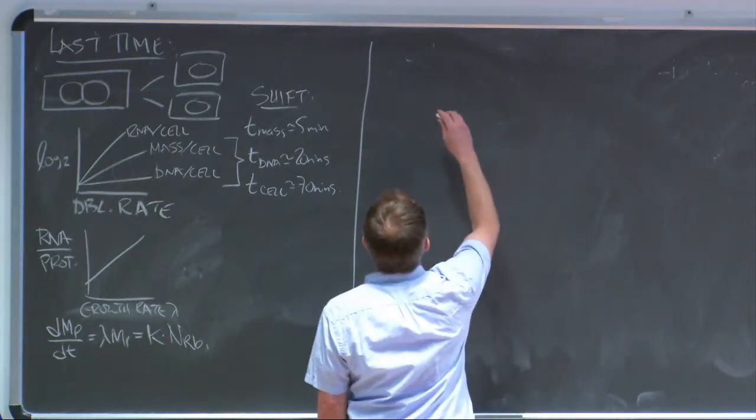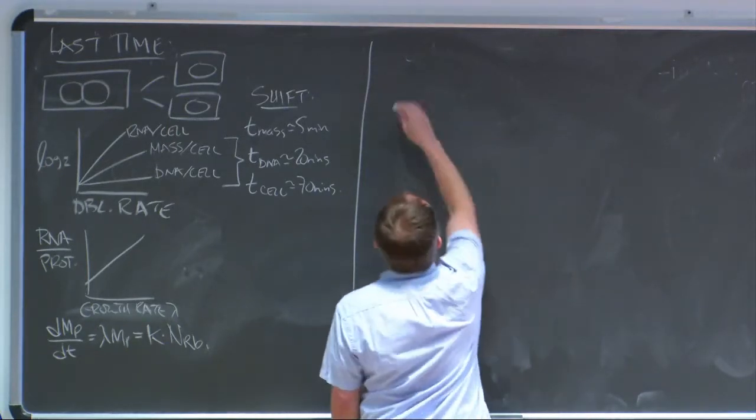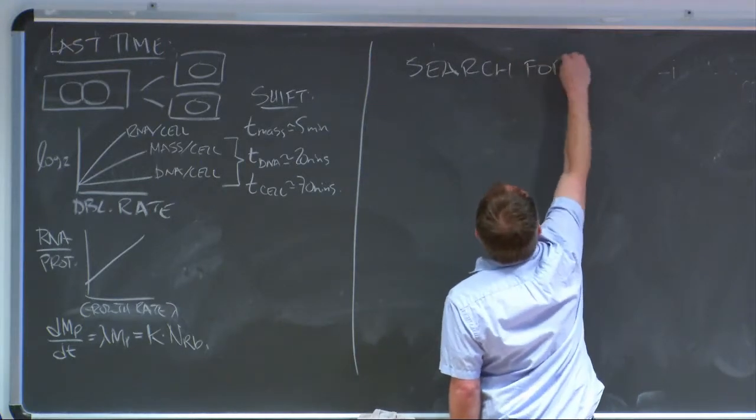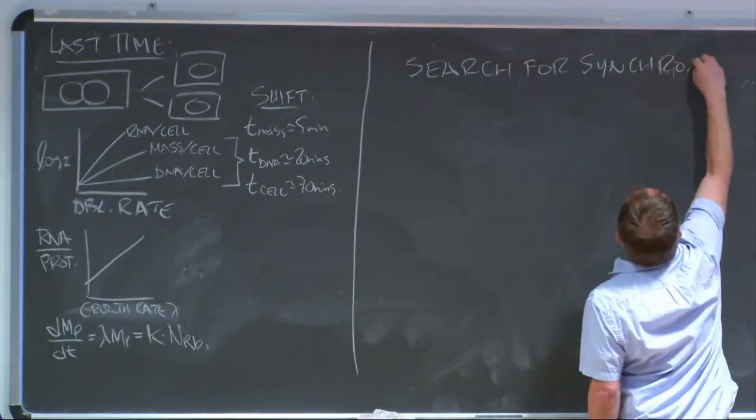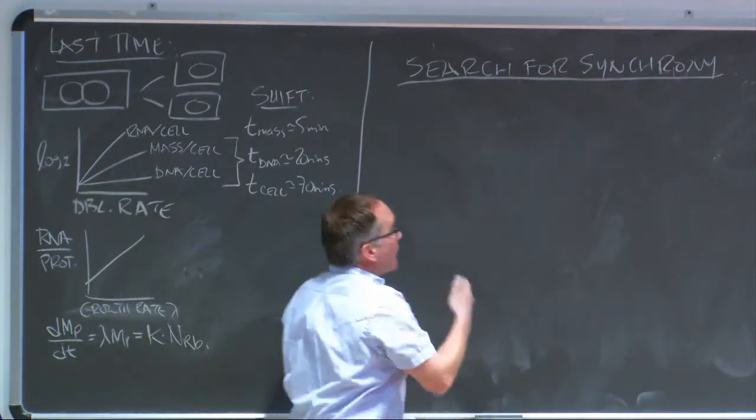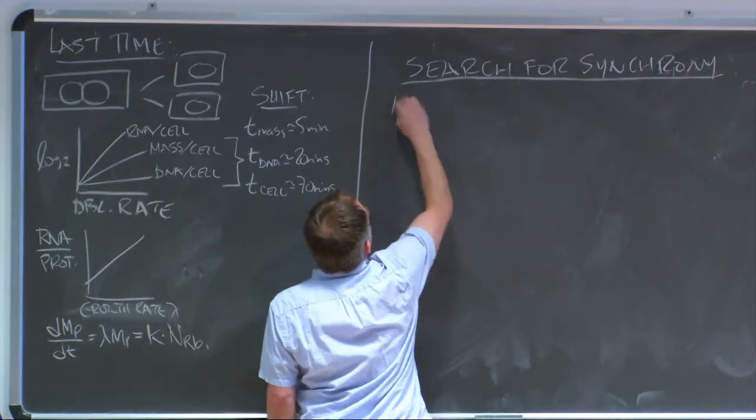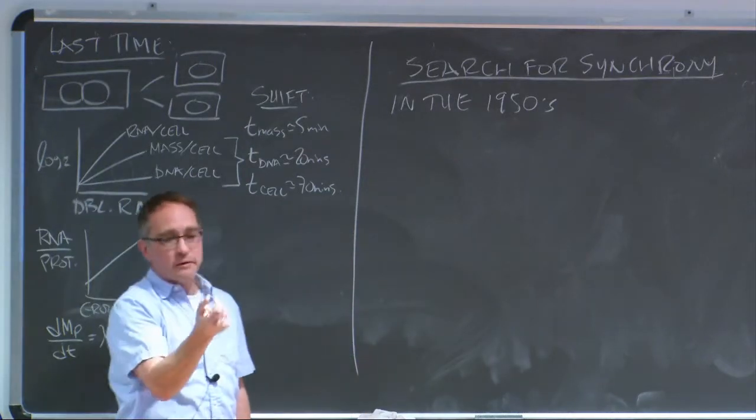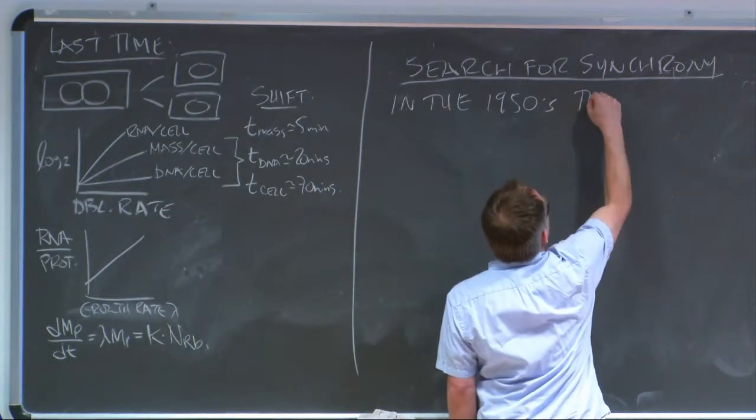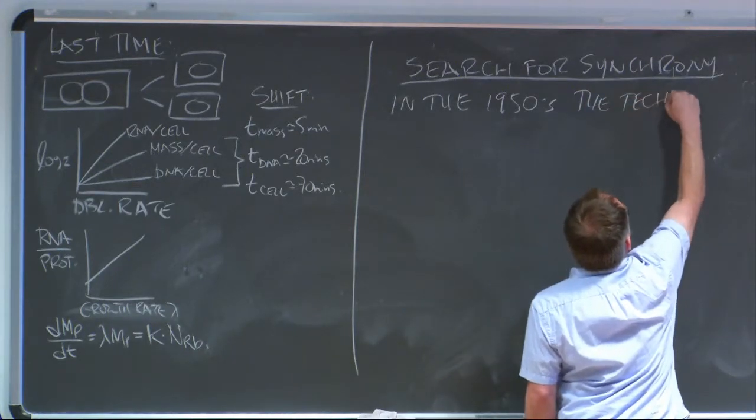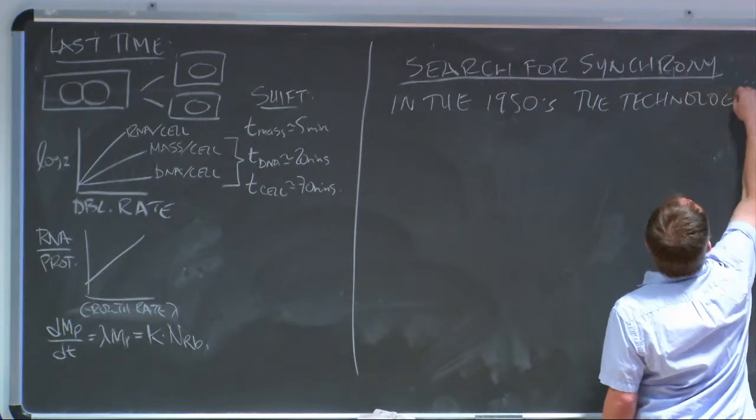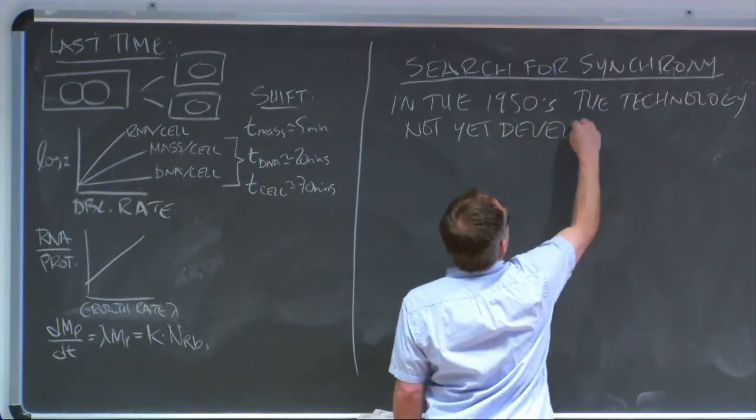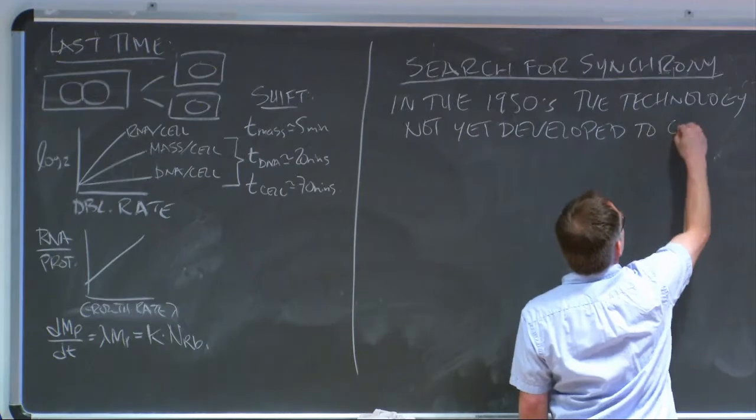This is leading towards something called the Helmstetter-Cooper experiments, but maybe I'll title this more dramatically as a search for synchrony. By that, I mean that in the 1950s, the technology wasn't yet developed to observe single cells in real time.